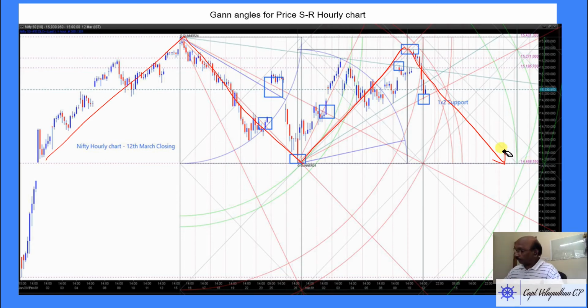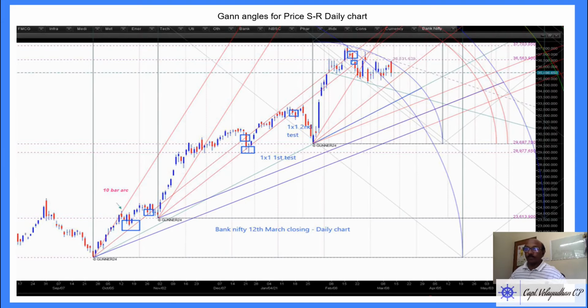Option traders will benefit. They have good time. Let us go on to the next chart, the Nifty daily. I put two or three Gann lines, Gann angles. Let us start from this point.